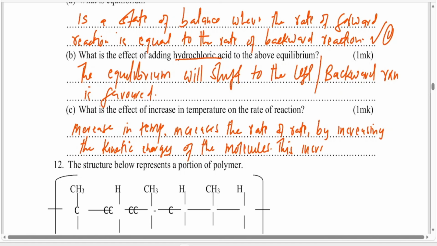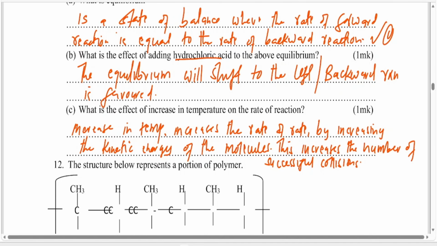This increases the number of successful collisions. Remember, the more successful collisions we have, the more product is formed, and that means the rate of reaction is taking place at a very fast rate.